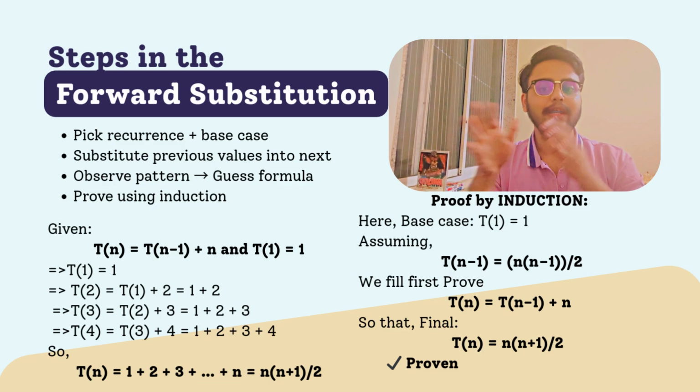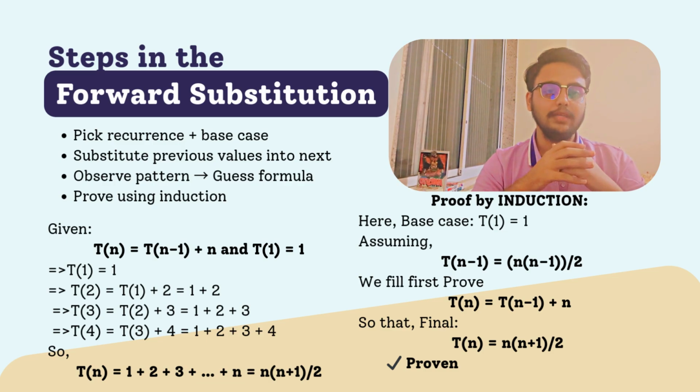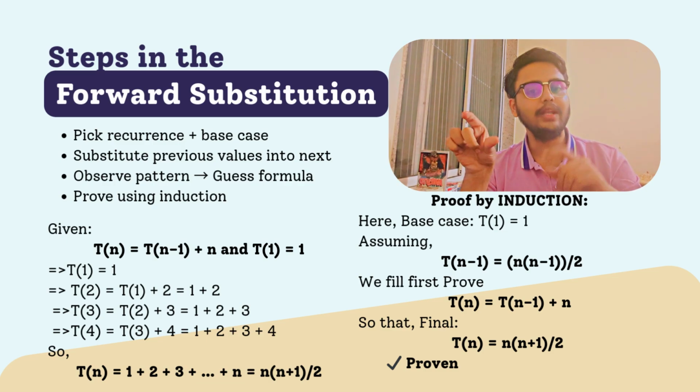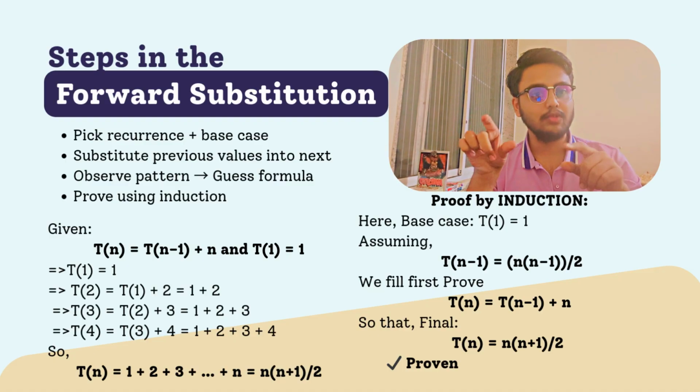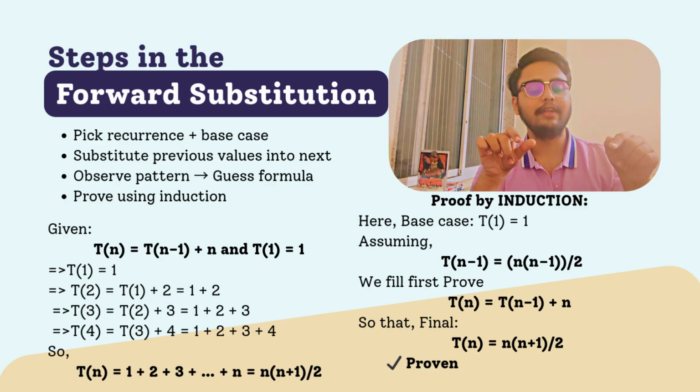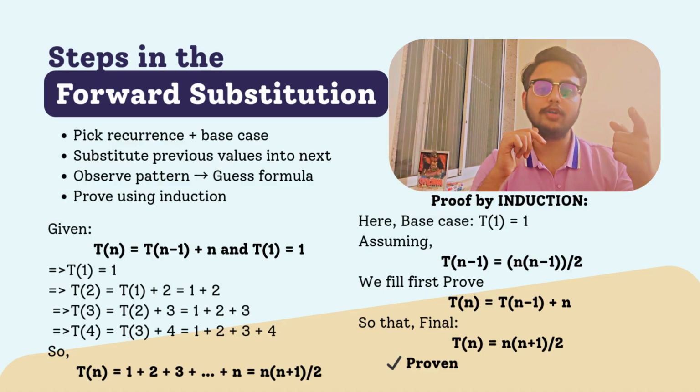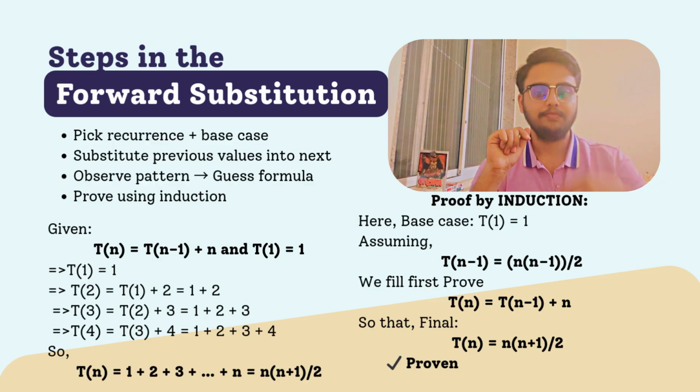Now proving by induction, let's verify it quickly. So base case is T of 1 equals 1, that is going to be equal to n, that is 1, into n plus 1, that is 2, the whole divided by 2. So 1 into 2 divided by 2, the answer is always going to be 1 itself.